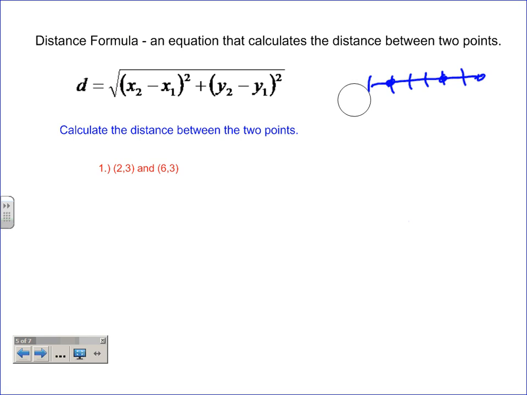Well, now what we're really talking about is what if we're sitting here on a coordinate plane, one's up there, maybe one's down over here. How far is it from there to there? Okay, a little bit more complicated, but really not that bad.